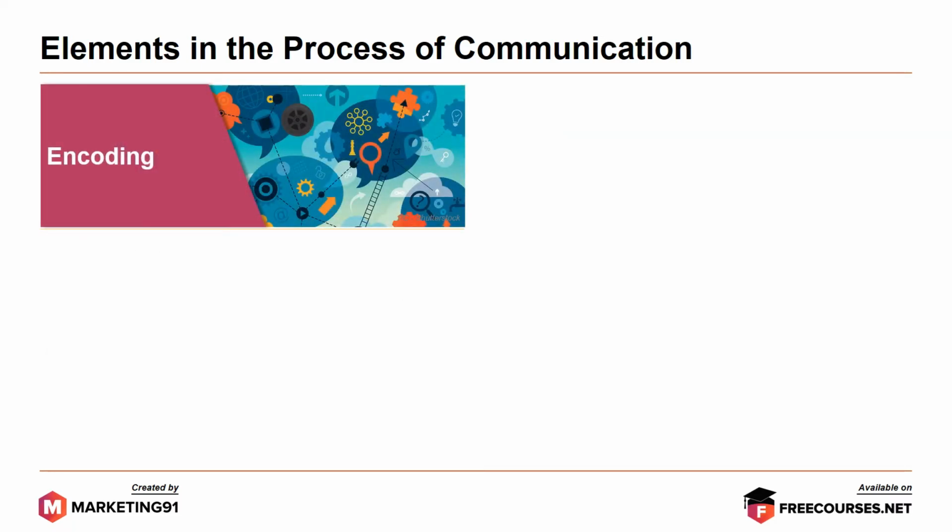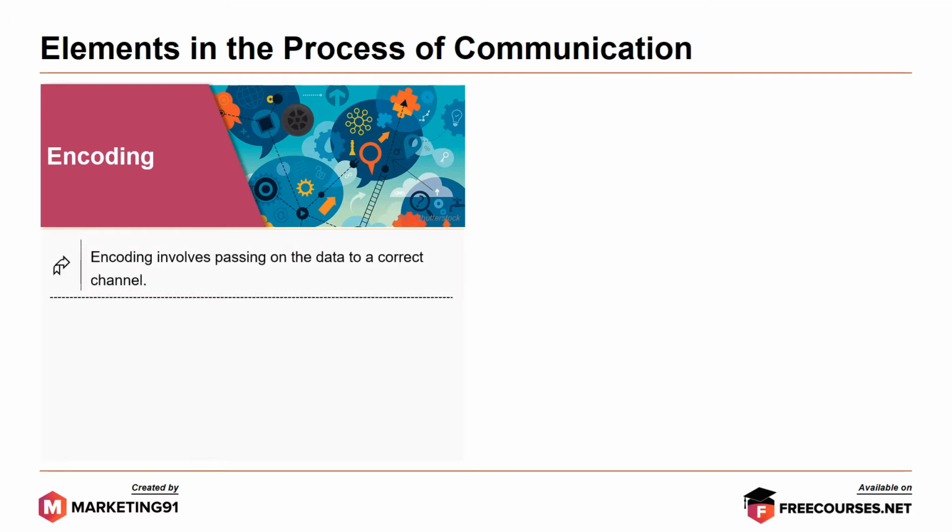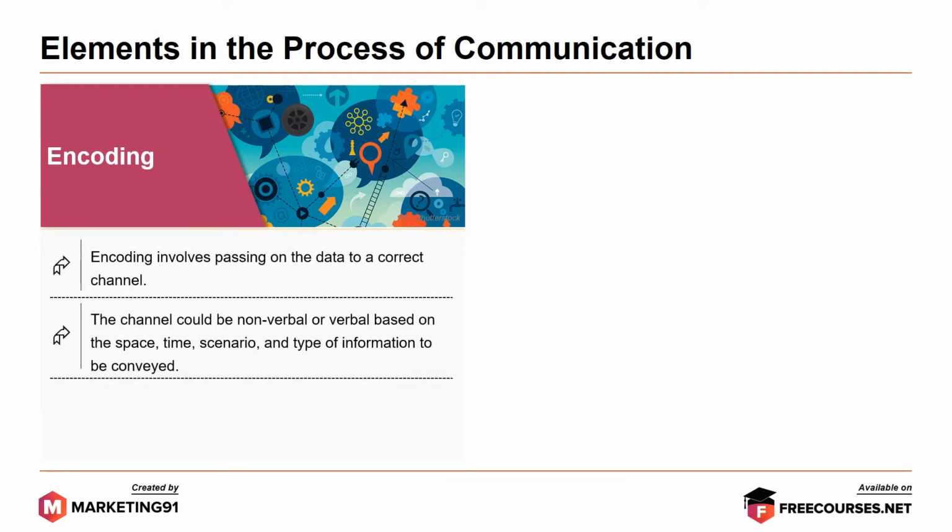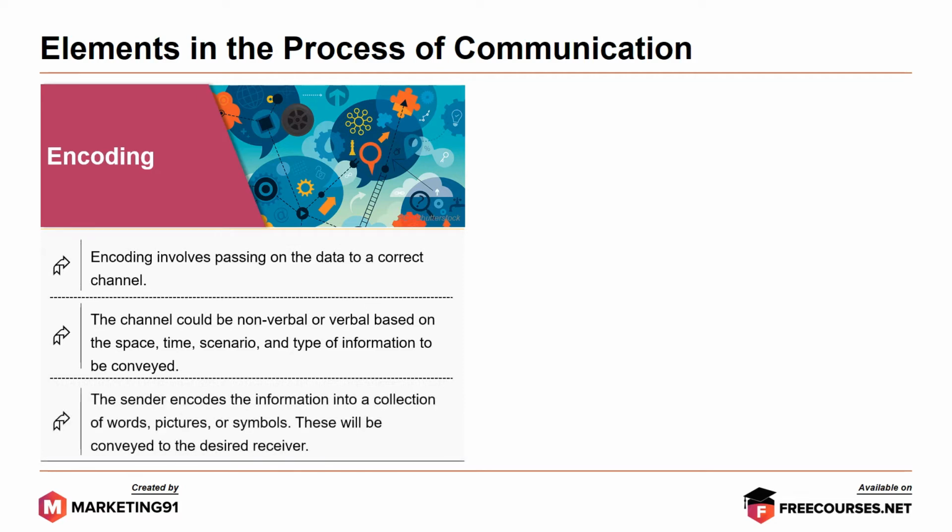Next, encoding. Encoding involves passing on the data to a correct channel. The channel could be non-verbal or verbal based on the space, time, scenario, and type of information to be conveyed. The sender encodes the information into a collection of words, pictures, or symbols. These will be conveyed to the desired receiver. Please note, encoding is crucial to communication. Inappropriate or incorrect encoding might defeat the purpose of the conversation.